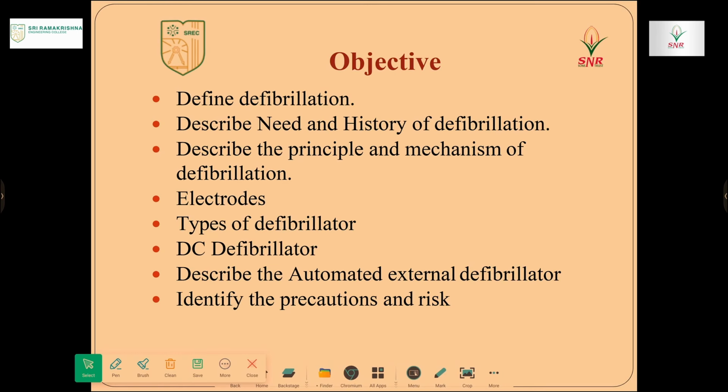So, the main objectives: define the defibrillator, describe the need and history of defibrillation, describe the principle and mechanism of defibrillation, the electrodes used in the defibrillator and the different types of defibrillator, DC defibrillator and automatic external defibrillator, and identify the precautions and risks associated with the defibrillator.